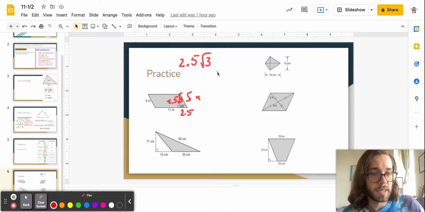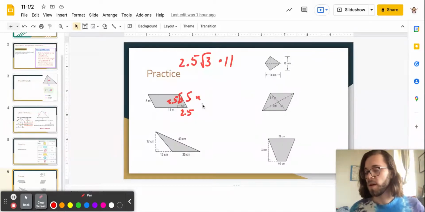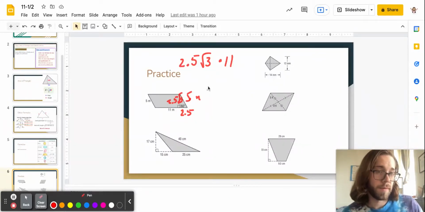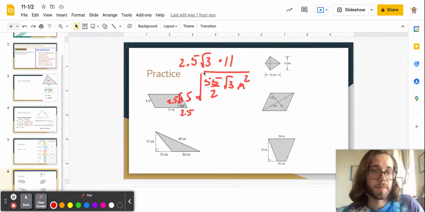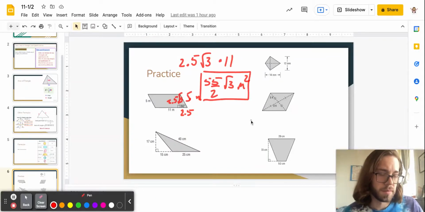Because it's a 30, 60, 90 triangle, and we have times 11. So 11 times 2.5, or 5 halves, so it would be 55 over 2 root 3. And don't forget your meters squared, which, depending on how you set it up, could be a fraction.